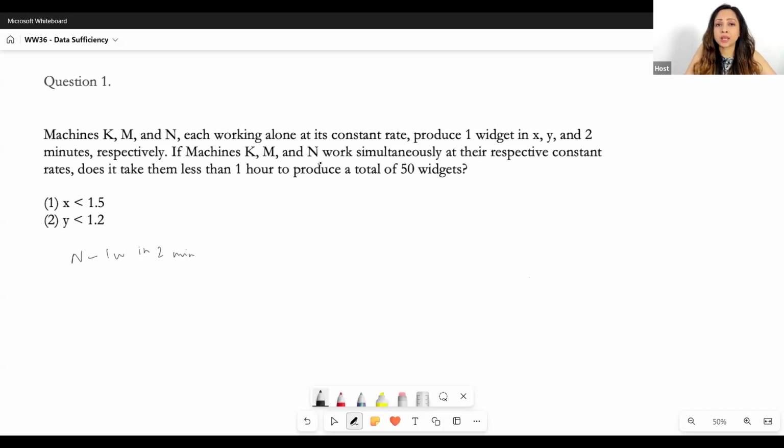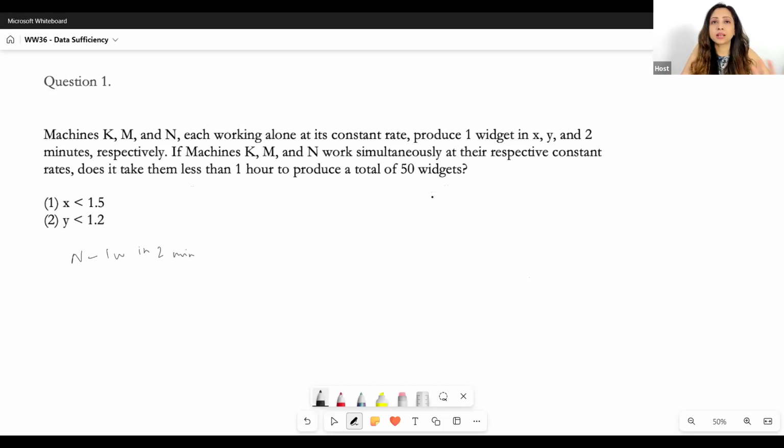If machines K, M, and N work simultaneously at their respective constant rates, does it take them less than 1 hour to produce a total of 50 widgets? So essentially, it is asking us whether their combined rate of K, M, and N is more than 50 widgets per hour. If they are going to take less than 1 hour to produce 50 widgets, that means their rate is more than 50 widgets per hour. They're asking, are they producing more than 50 widgets every hour?